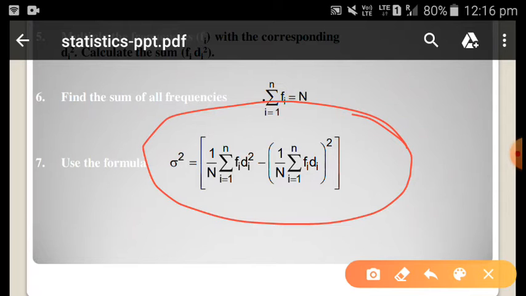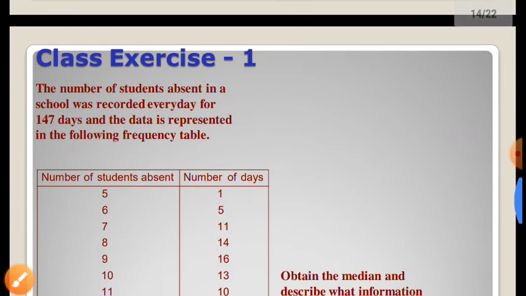And this is the formula to find the variance. So 1 by n sigma fi di square, minus, here, 1 by n sigma fi di, the whole square. So this is the formula to find the variance. Okay, thank you.